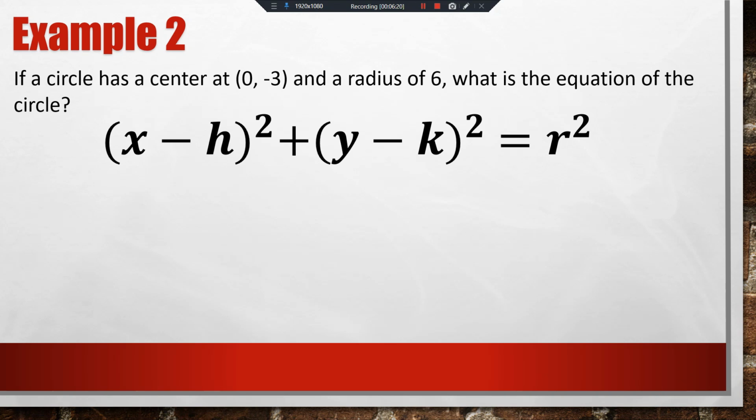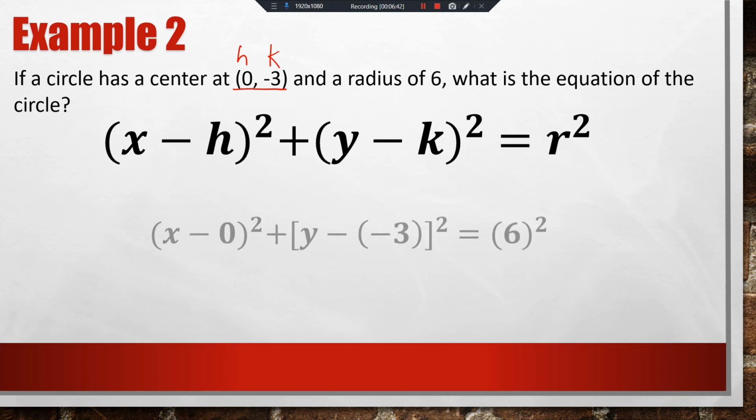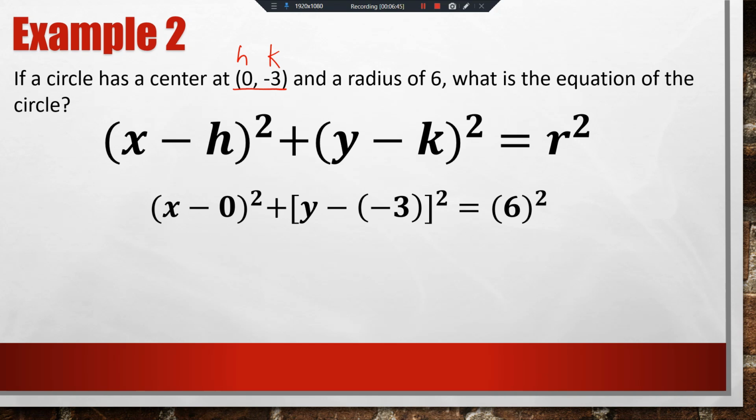As you can see in our givens, the center is at (0, -3). Remember, your h is 0 and k is -3. So again, what we're going to do is simply plug in all the data, or all the givens, in the equation. So as you can see, I changed the h by 0, I changed the k by -3, and I changed the r by 6.